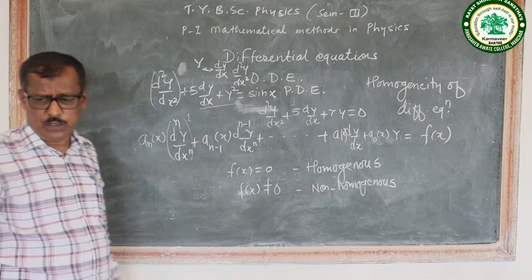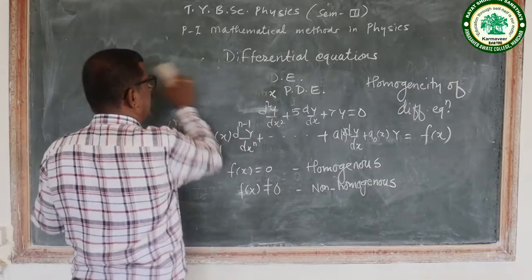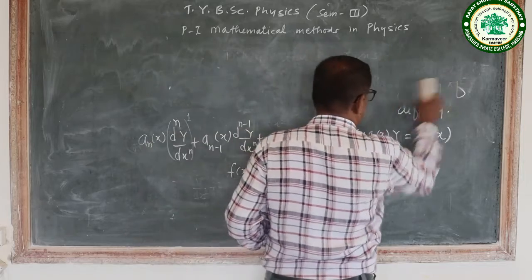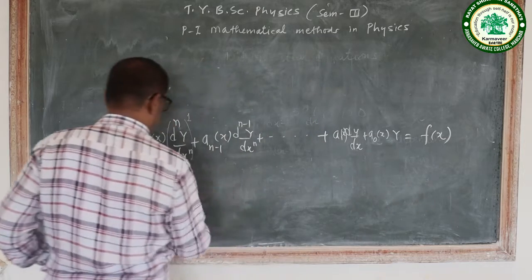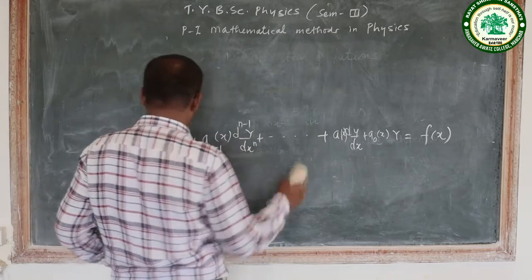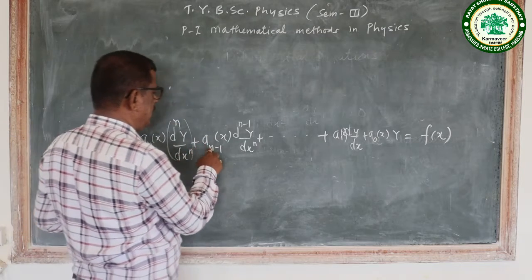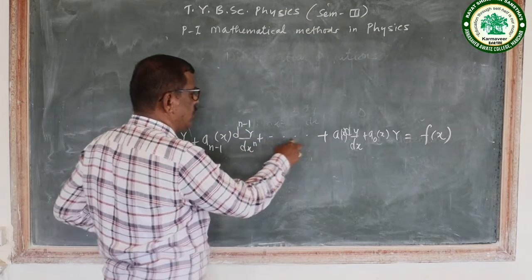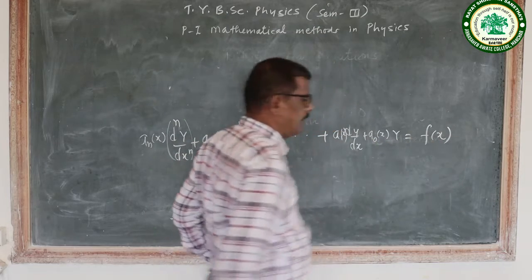And last, that is the homogeneity of a differential equation. In the homogeneity of a differential equation, we see when we call it a homogeneous differential equation and when we call it a non-homogeneous differential equation. Let us see, this is the differential equation which has the form an(x) d^n y by dx^n plus a(n-1)(x) d^(n-1) y by dx^(n-1) plus dot dot dot plus a1(x) dy by dx plus a0(x) y. This is equal to f of x.